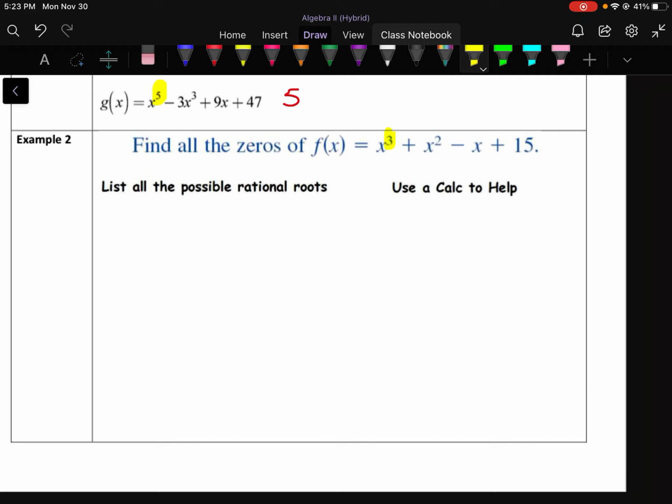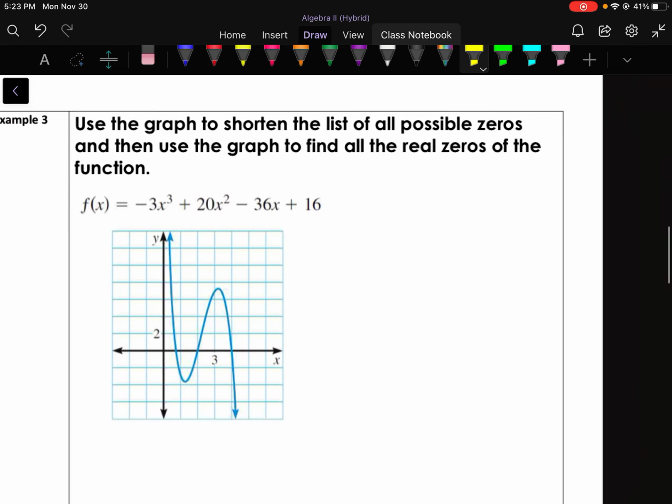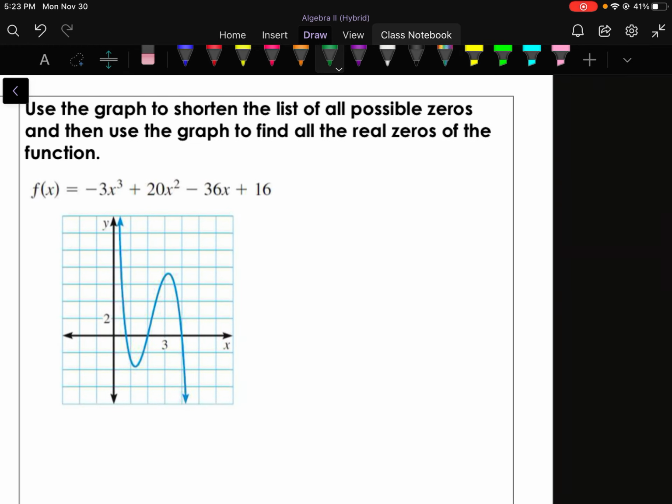So example number 3, we're going to jump down to here. We have to list all the possibles. So here we go. Like I said, this is going to be a heck of a list. So we'll start by labeling it as possible. Then we're going to list all the factors of 16. So 1, 2, 4, 8, and 16. Those are numbers you can divide 16 by, and it's always going to be plus or minus, because you can divide 16 by positive 1 or negative 1, and so on.